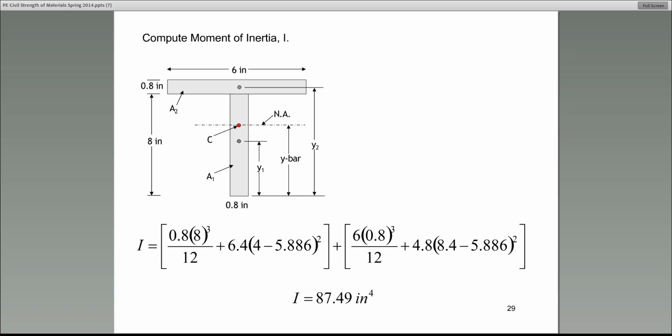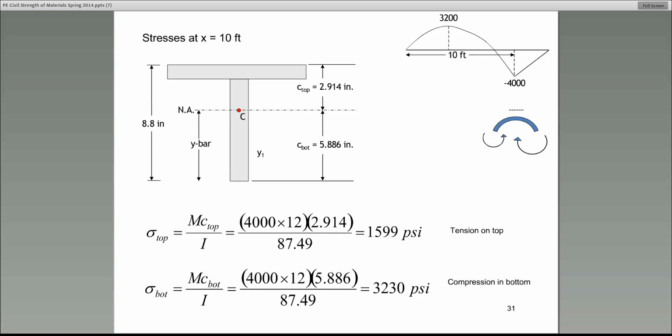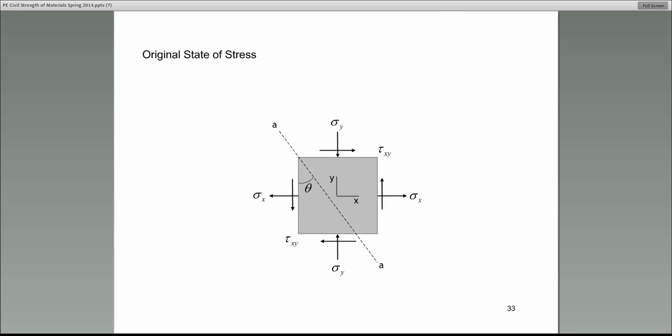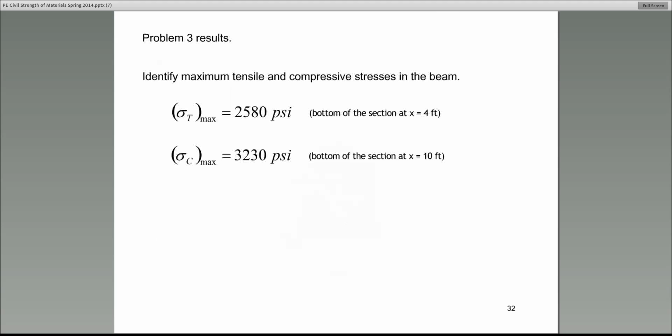Here's another example of how to find the moment of inertia. Use this as practice. And then, as you can see, the bending stress in tension and compression are shown to you for problem 3 on slide number 32.